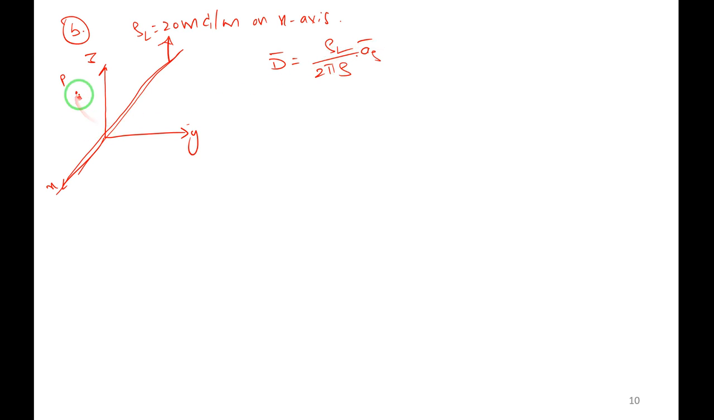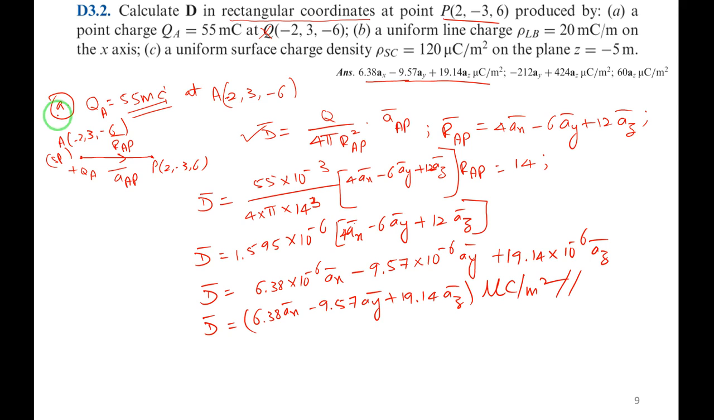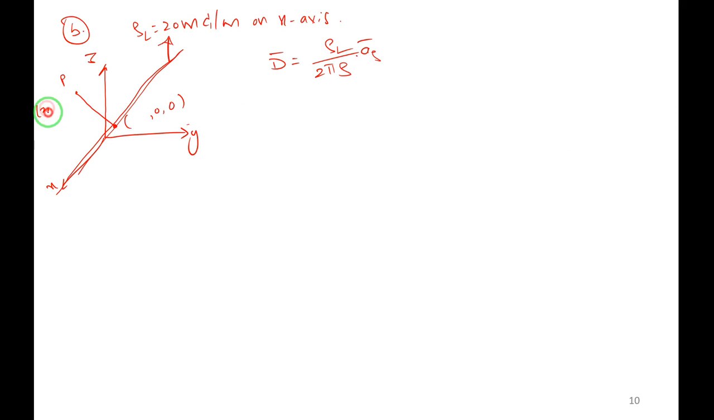So we'll draw the perpendicular distance. On the x-axis, y is 0 and z is 0. What about x? What are the coordinates of point P? They are (2, -3, 6). If it has to be perpendicular, x has to be 2, so the point is (2, 0, 0). The x coordinate is 2 here. Let me call this point A.